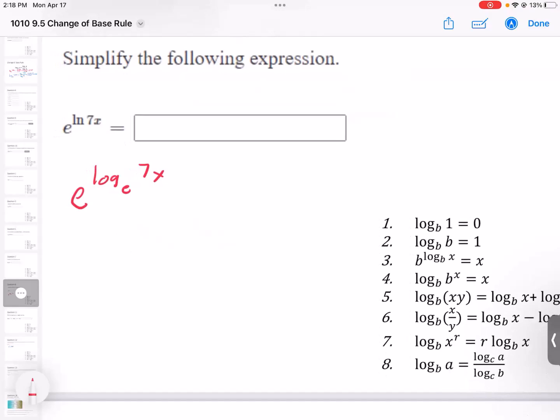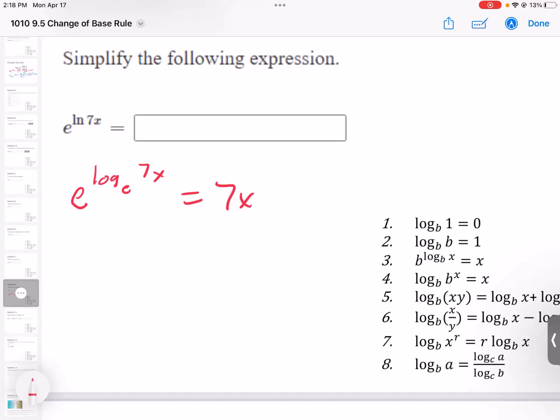Well, according to this property that we learned last class, if you have any number raised to log with a base of that same number, those essentially cancel each other out and you just get this number. And so in this case, if we have e raised to log base e, that's just going to equal the argument, which is 7x. So we can use these same properties that we talked about last class to simplify them.